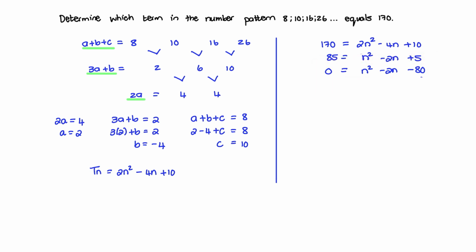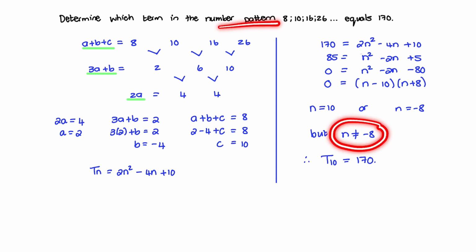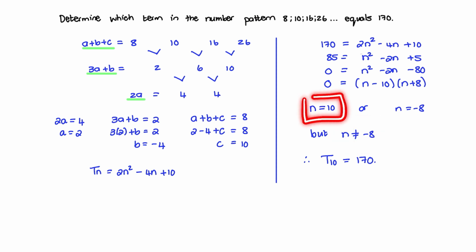Now you can choose to do factorization or to use the quadratic formula in order to solve for n. But this was quite a simple trinomial to factorize. So we have n squared minus 2n minus 80 is equal to n minus 10 times n plus 8. And when I solve for n, I have n is equal to 10, or n is equal to negative 8. But you need to remember that in number patterns, the n value cannot be negative, and it also cannot be a fraction or a decimal value. So therefore, the 10th term, or T10, is equal to 170.